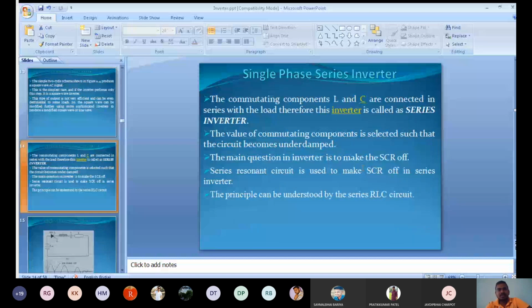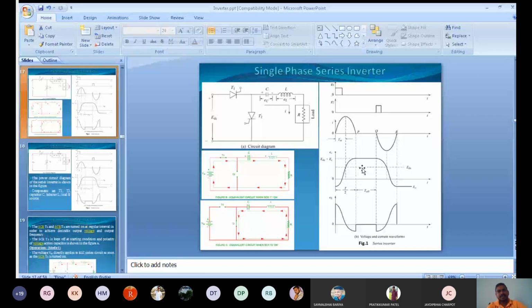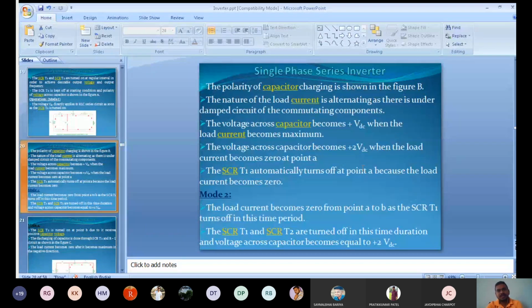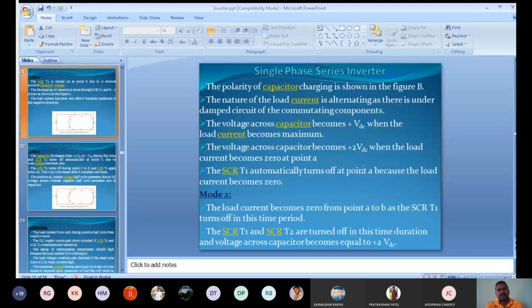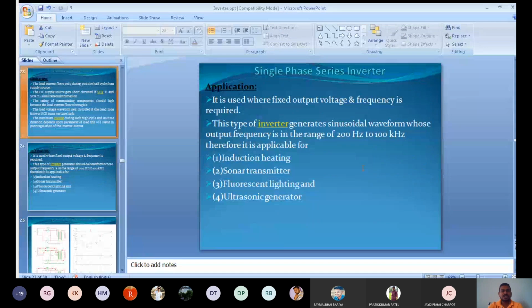Then we discussed the single phase series inverter, a simple circuit of single phase series inverter. Then the circuit of single phase series inverter with two SCRs T1 and T2, how the SCRs become on and off, how the capacitor charges and discharges, and how we are getting the output voltage, as well as how we are making the SCRs T1 and T2 off. And these are the limitations of the single phase series inverter, and these are the applications of the single phase series inverter.